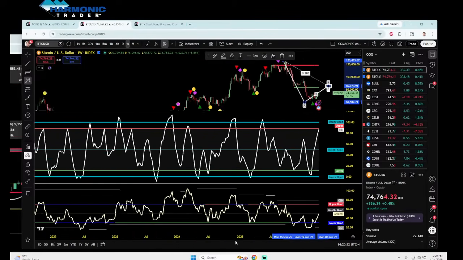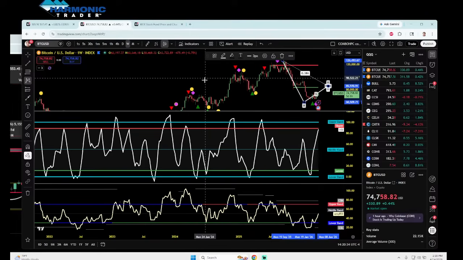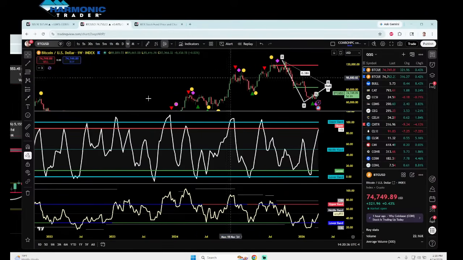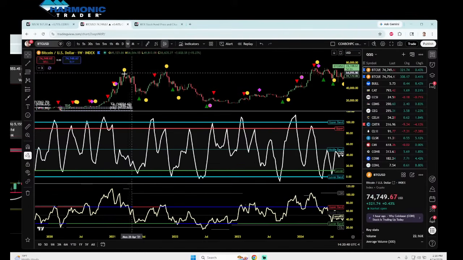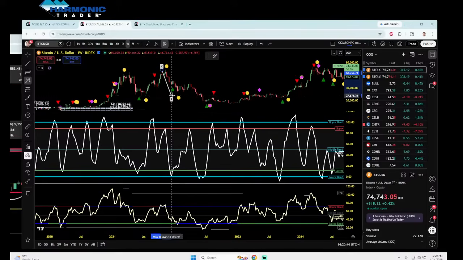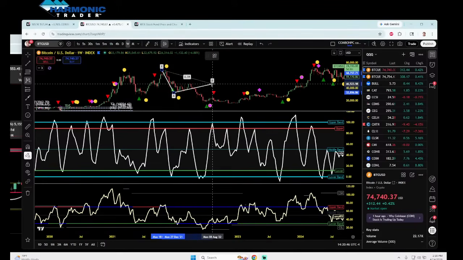I'd be exiting, layering out at 85, 87, 91K, and then have a very small position after we hit 91K, just in case we go to 100K at that point. So that's my opinion on it. That's kind of the way I'm looking at it.